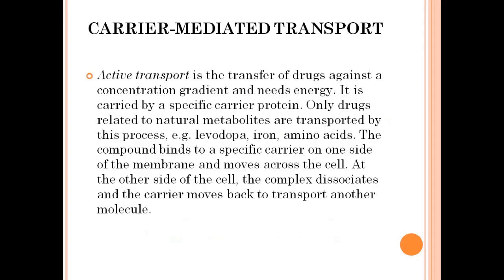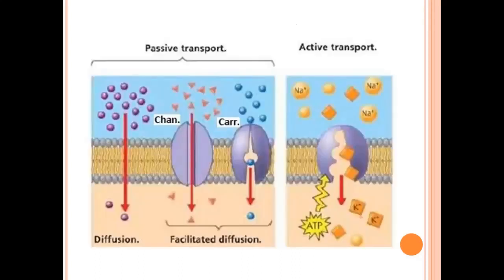The compound binds to a specific carrier on one side of the membrane and moves across the cell. At the other side of the cell, the complex dissociates and the carrier moves back to transport another molecule. Okay, so you'll understand this better through this image.